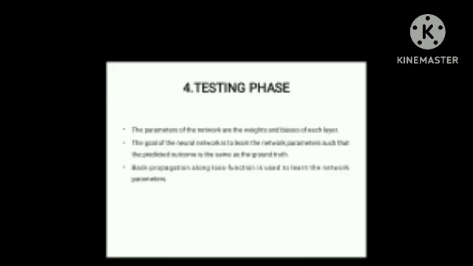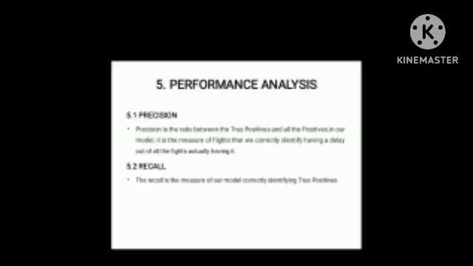The parameters of the network are the weights and biases of each layer. Backpropagation along the loss function is used to learn the network parameters. We have a performance analysis, in which precision and recall are measured.